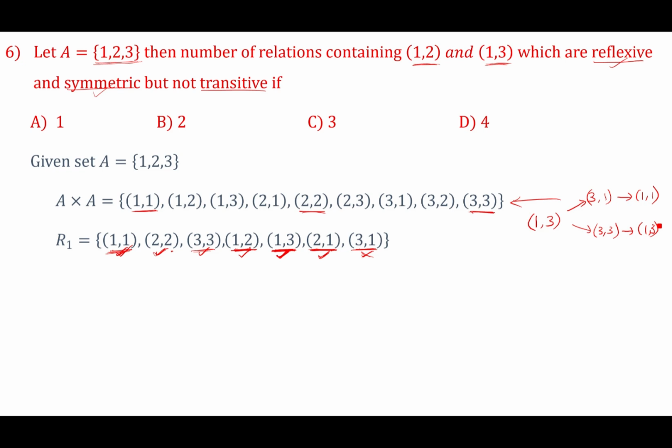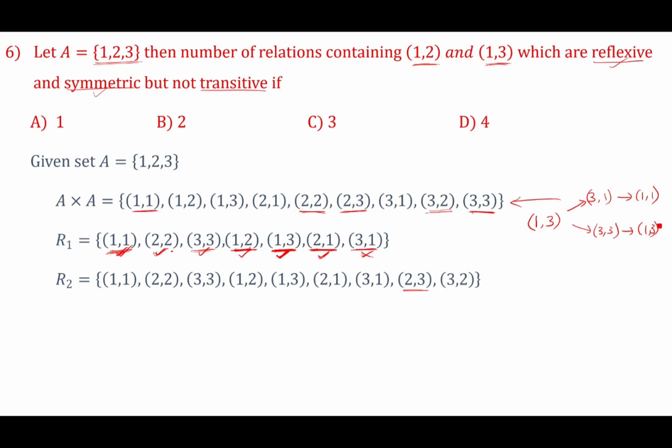So this relation is reflexive and symmetric but not transitive. In the same way, I have to check another relation. Up to here, yes, it is not there. The remaining two parts are there. Two elements are there: (2,3) and (3,2) is there. So I have to take (2,3) first. To make this symmetric, I must take (3,2) because the opposite must be there. So this satisfied reflexive.